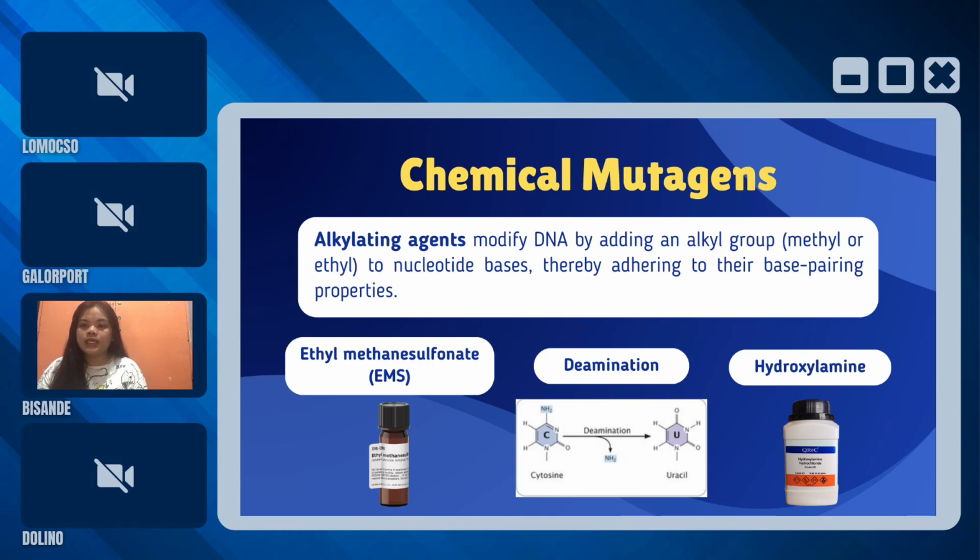So this alkylates guanine at position 6, converting it to 6-ethyl guanine, which then pairs with thymine instead of cytosine. So the transition mutation becomes a GC to AT transition.